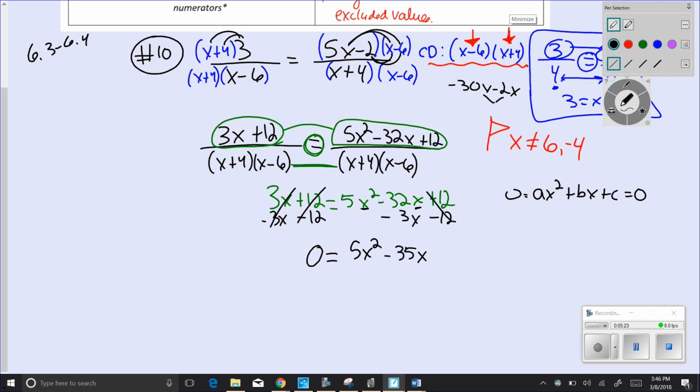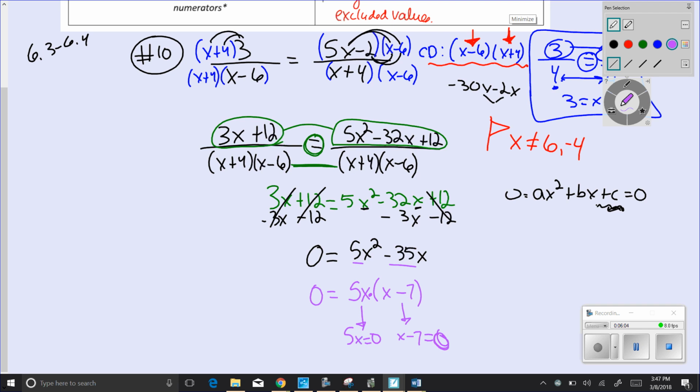So now I have 0 equals 5x squared minus 35x, which looks a little bit different from the usual form because there's no c value. But it's going to be very easy to solve this by factoring, because I have two terms and there is a GCF in there. If we factor out the 5x, what you have left over is x minus 7. When you factor, you have two things that are multiplying together to equal 0, which means that each one of those is going to equal 0. So you set each factor equal to 0, and then you solve.